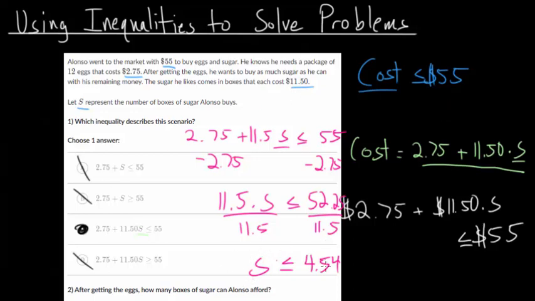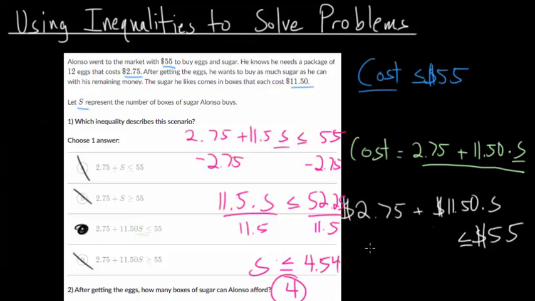So it has to be less than 4.54, but you can't buy a fraction of a box of sugar. You have to buy a whole box. So if it was less than or equal to 5 point something, then he could buy 5. But since it's less than or equal to 4 point something, and you have to buy a whole number amount, you've got to go down. And so 4 is the most that he could actually buy. So 4 is the answer to that question.